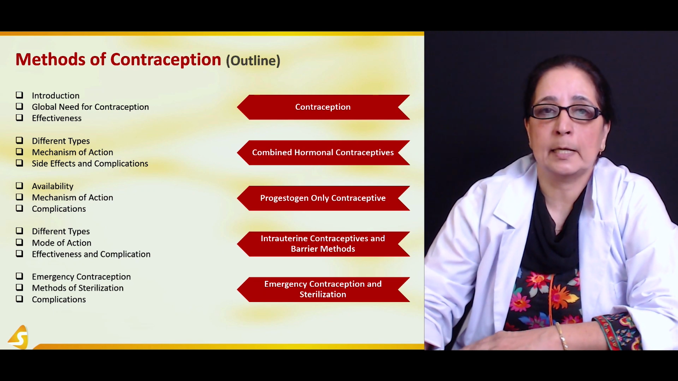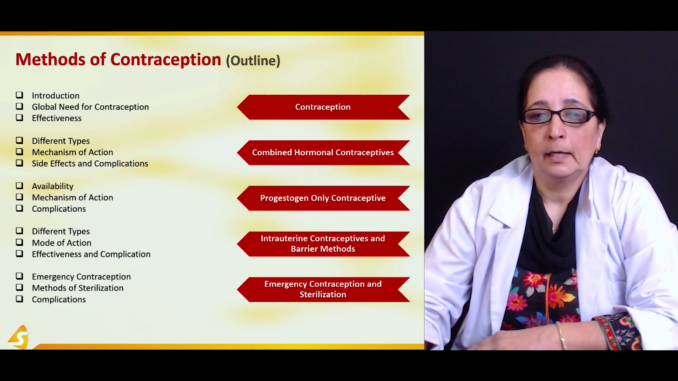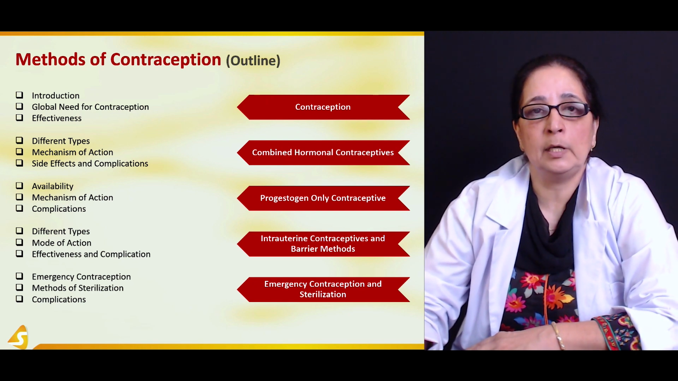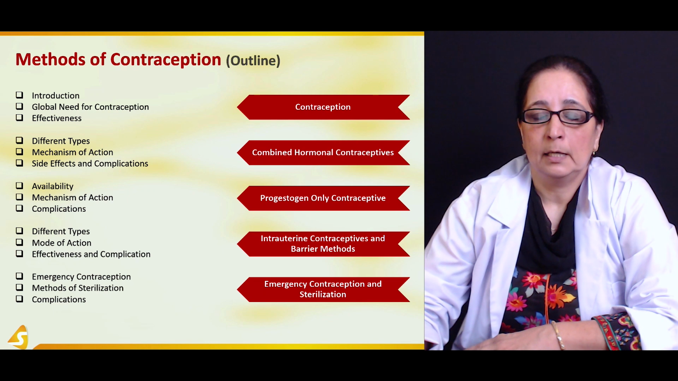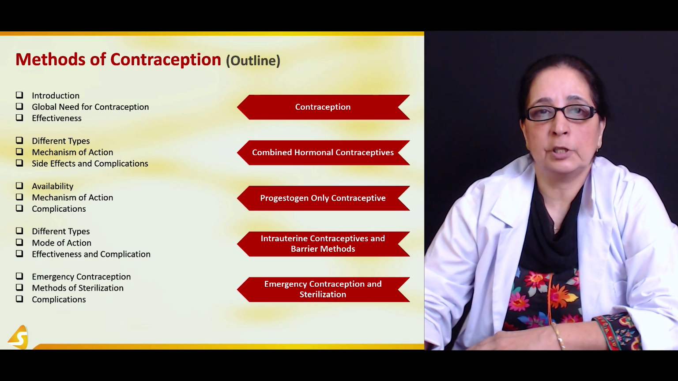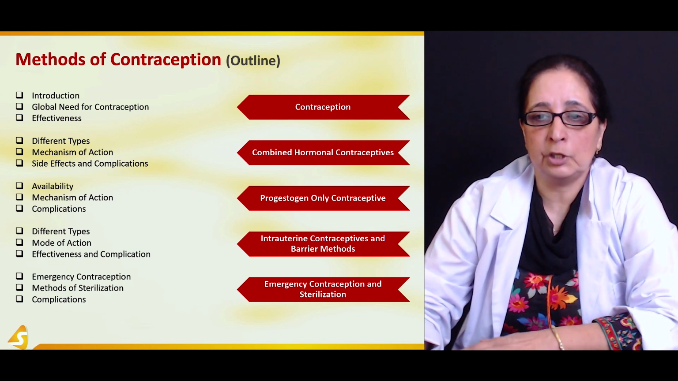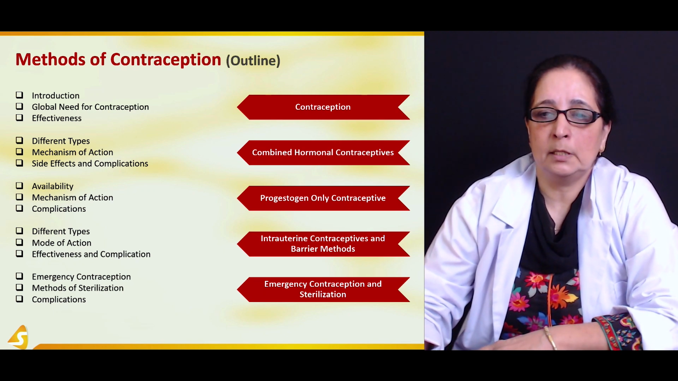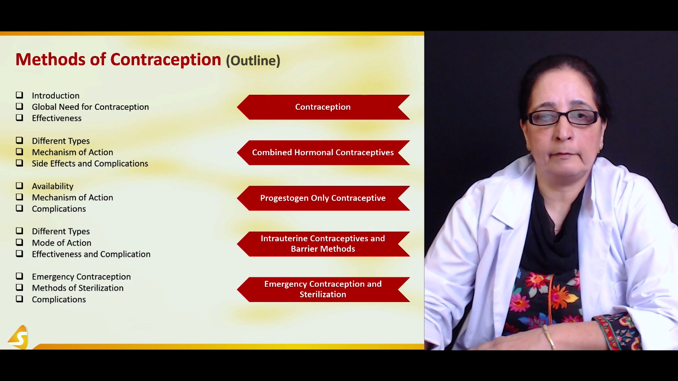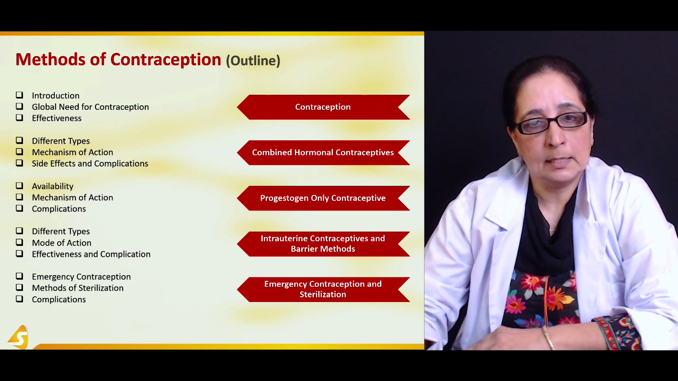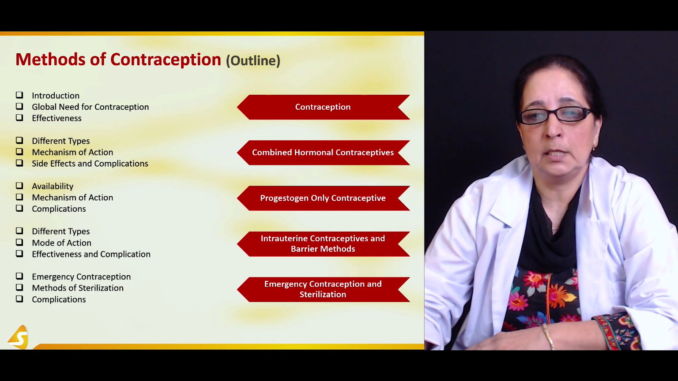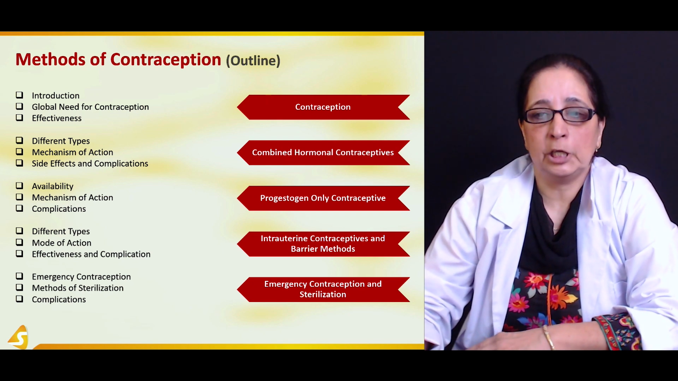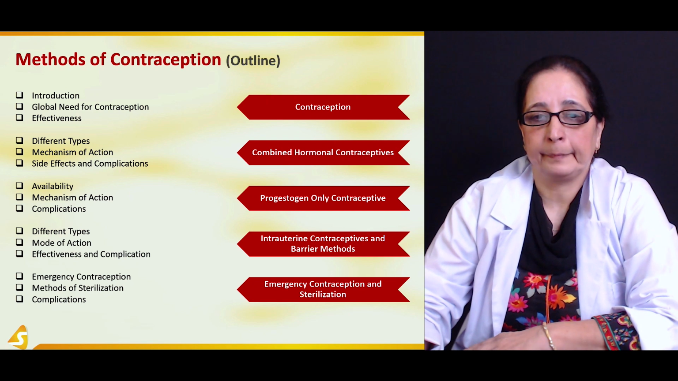hormonal contraceptives. In our third section, we will talk about progestogen-only contraceptives. These only contain progestogen, no estrogen, and we will discuss the different forms in which these contraceptives are available, the mechanism of action of these contraceptives, and the complications of this system.